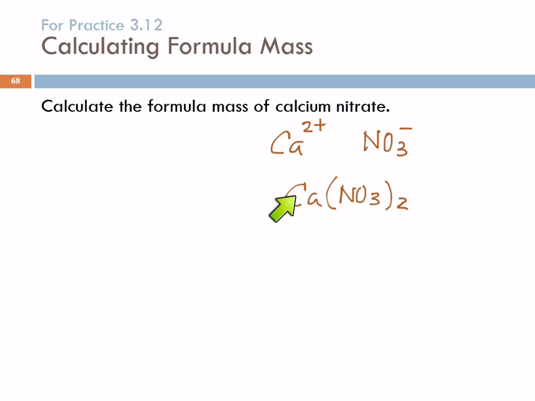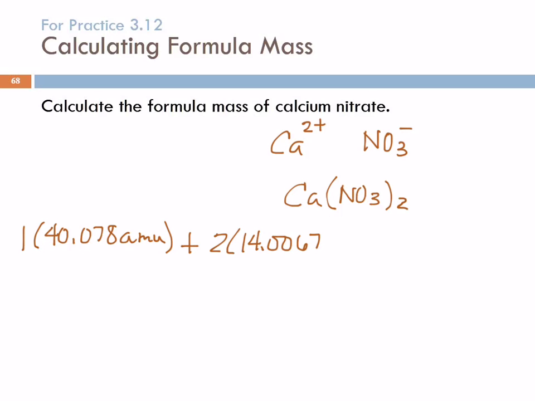We're going to look at the formula and see, well, how many calcium atoms are in the formula? 1. So we've got 1 times the mass of calcium. That comes off the periodic table. 40.078 atomic mass units. I'm using the periodic table on the wall here. How many nitrogens? 2. Because we have 2 of these packages, and each package has 1 nitrogen. So 2 times the mass of the nitrogen. Did I get that right? How many oxygens? 6. 6 oxygens times the mass of oxygen.